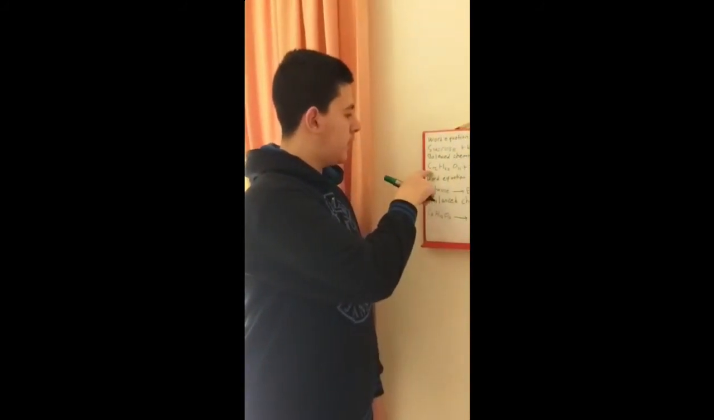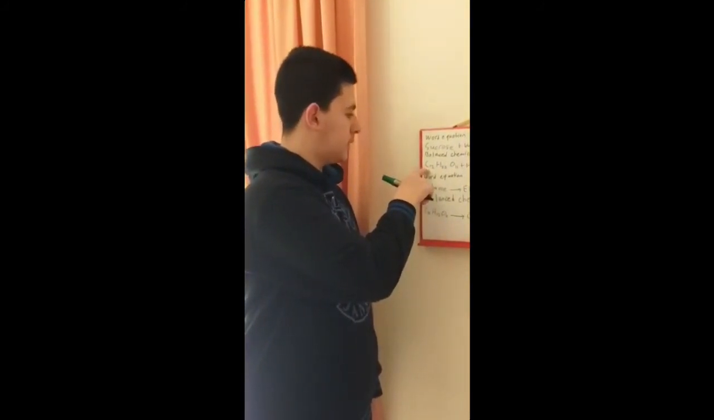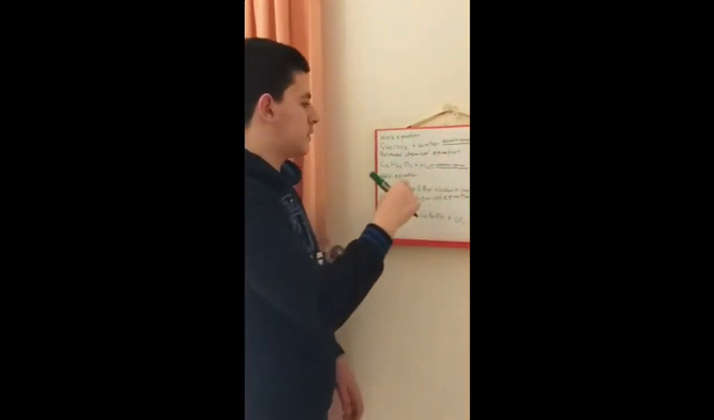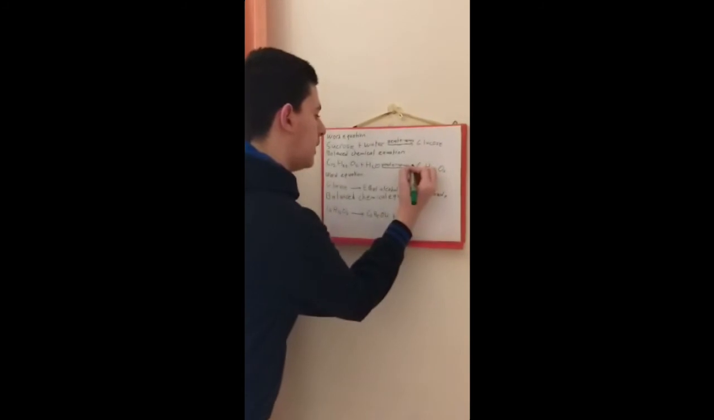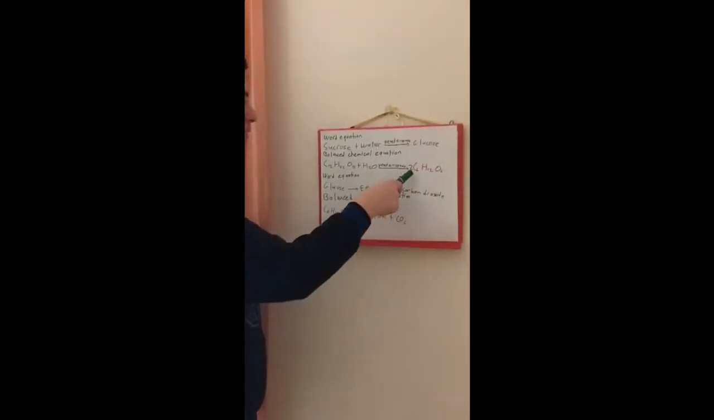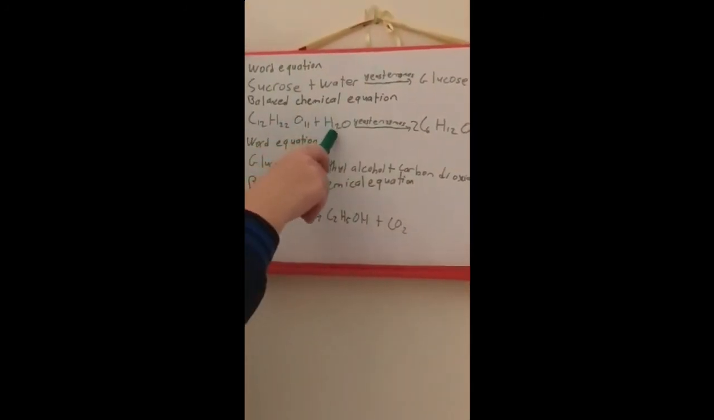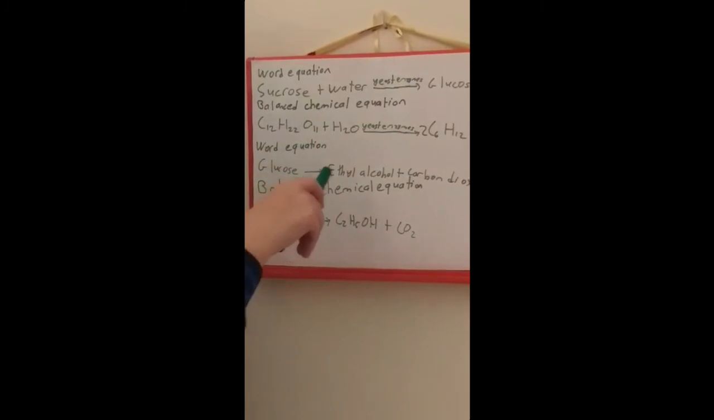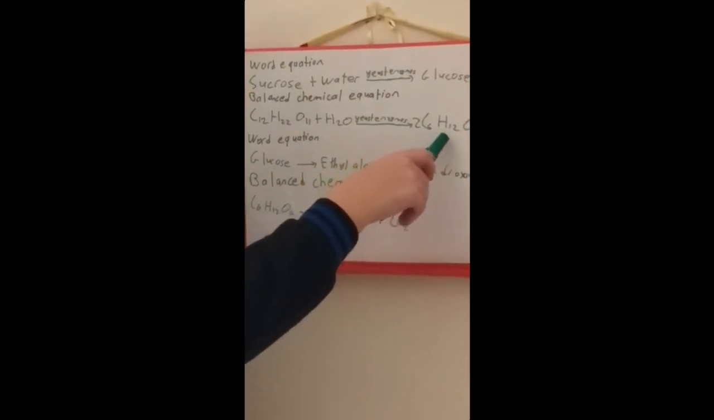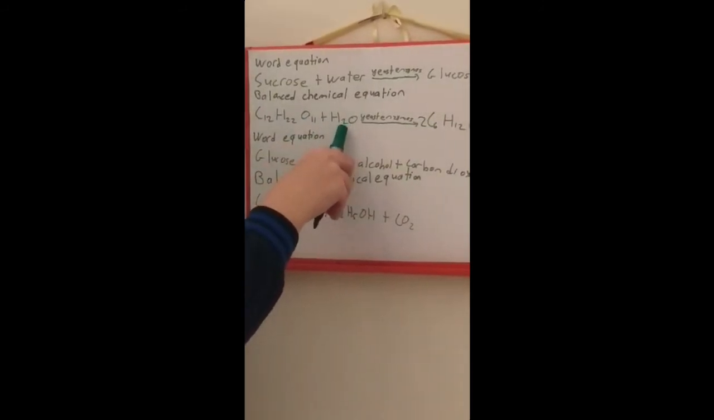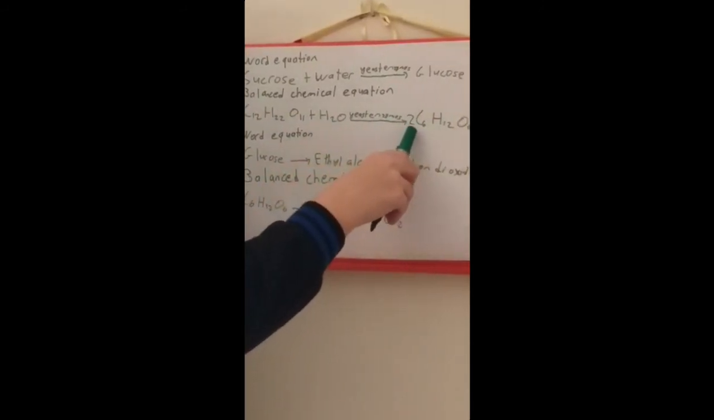There are 12 carbons in the reactant, but only 6 in the product. So, if we add a 2 here, there are 12 carbons in the products too. There are 22 plus 2, 24 hydrogens in the reactant, and also 24 in the products. There are 12 oxygens in the reactants, and also 2 times 6, 12 in the products.